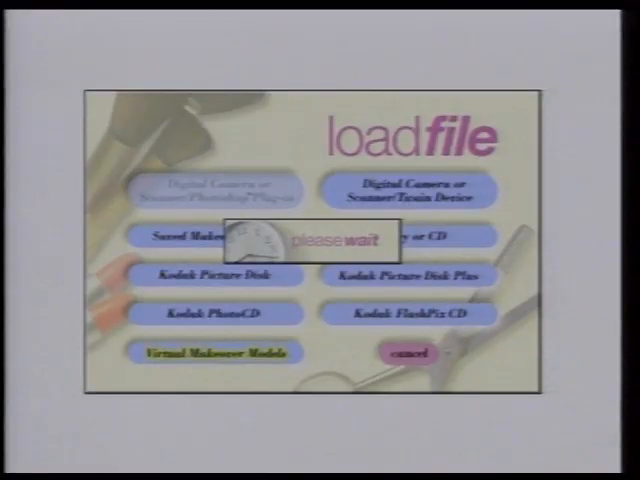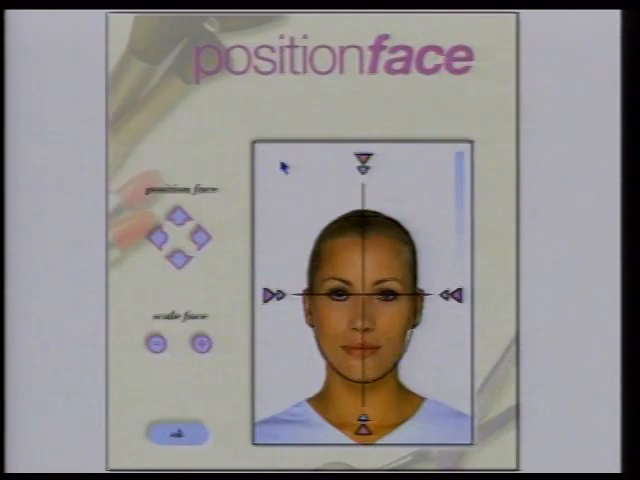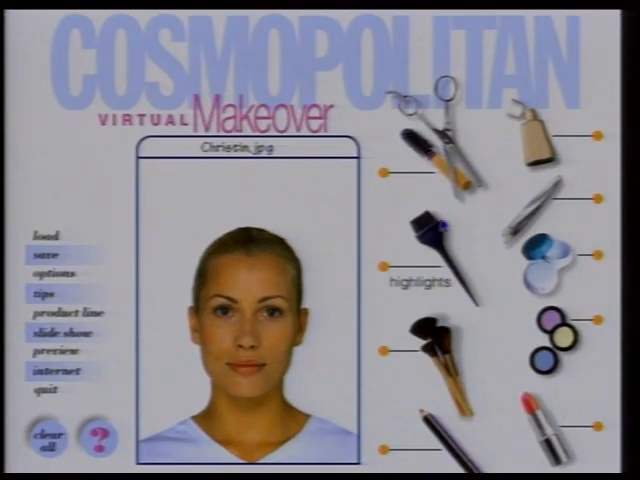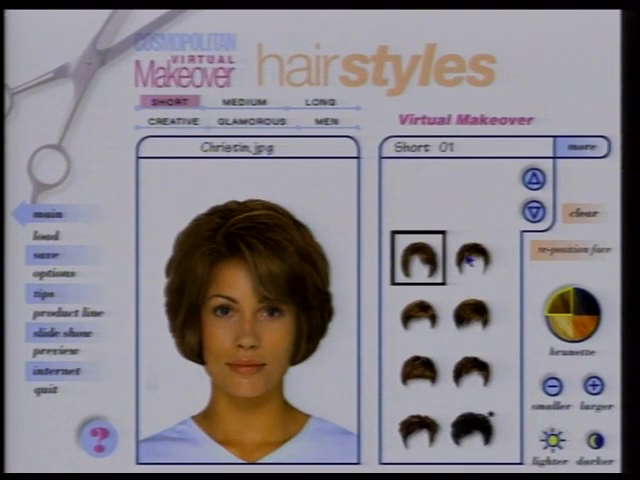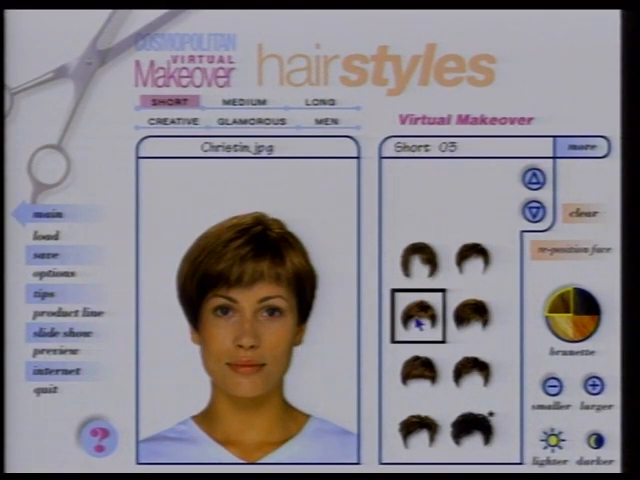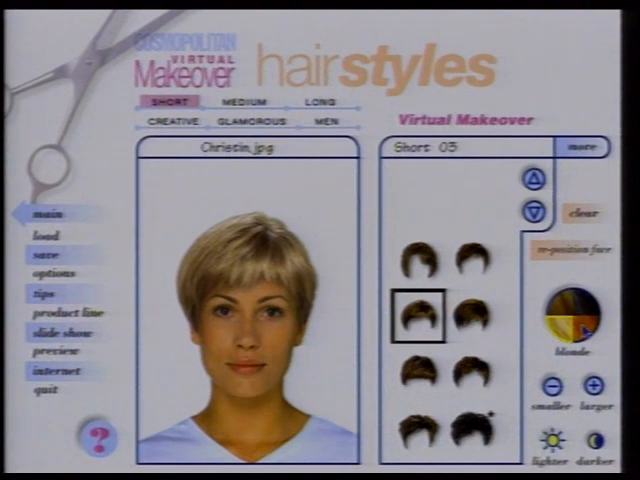You load in a picture of yourself, either from a digital camera, a scanner, or a floppy. You then have your choice of areas to work on, from hair to eyes to makeup to lips. Let's look at hair, since that's one of the big issues that makeover candidates are worried about. With our model here, we can give her a variety of looks, pick from different hairstyles, and see the results instantly. We can even change hair color or do highlighting.